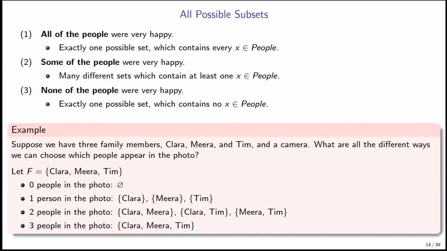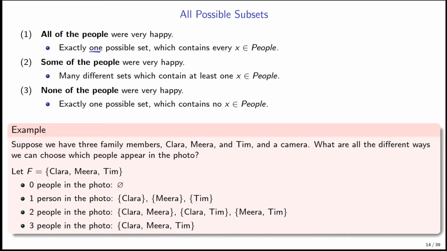First, I want to talk a little bit about sentences. So I have three different sentences here, and they just differ in their subject. In sentence 1, we say all of the people were very happy. Now, if we have a set of people that we're talking about, when we say all of those people, we're talking about one particular subset of people, and that's the set that contains every single element in that set of people.